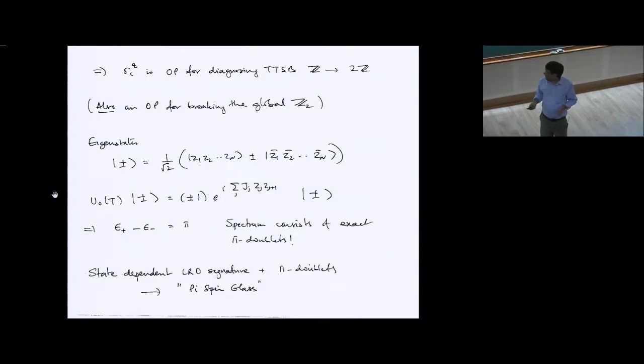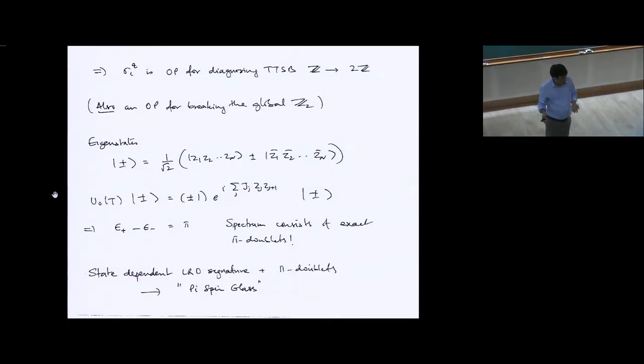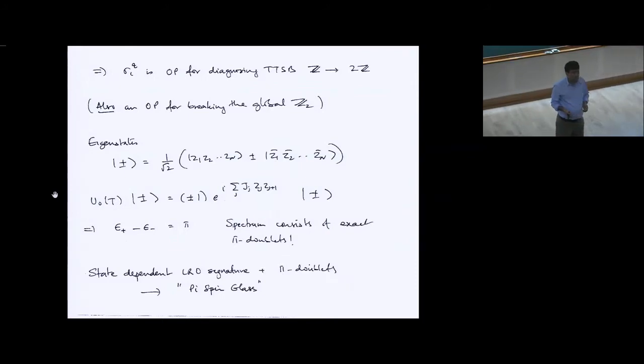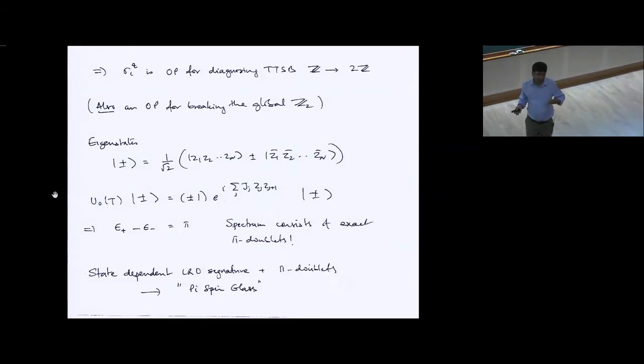So the reason we call this the pi spin glass, one was because it had pi doublets, and the spin glass term was to note that each eigenstate had a particular pattern of Ising symmetry breaking, which just varied from state to state. This is reminiscent of the idea of a spin glass, although the traditional spin glass is actually an equilibrium phase and even obeys ETH. But nevertheless, it's a useful piece of terminology.